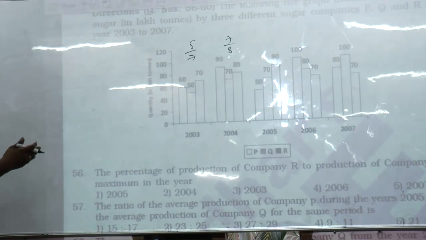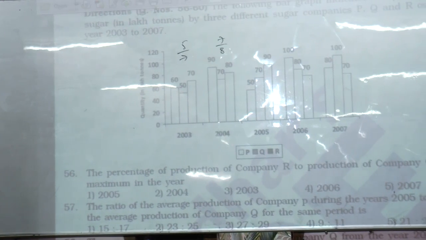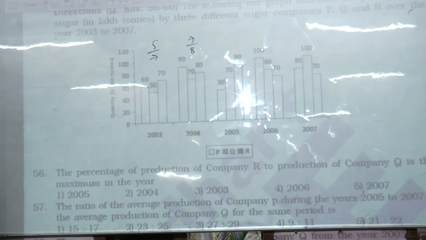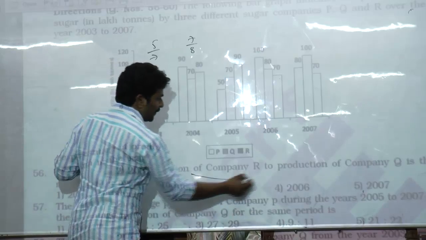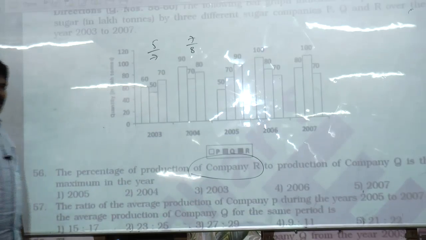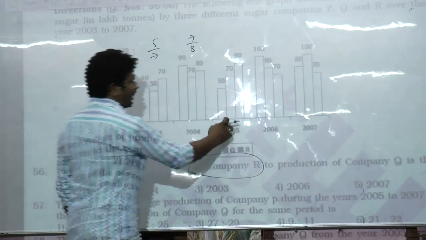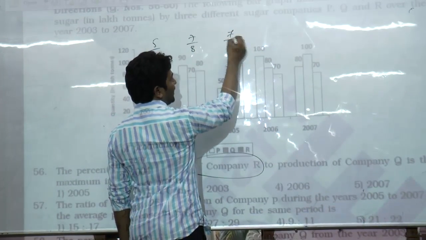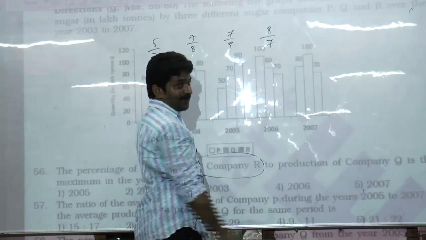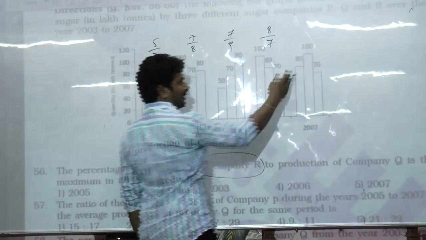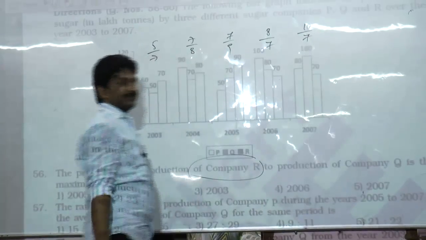The percentage of production of the company R to production of company Q is maximum in which year? Right. Of company R. Of comes in the denominator part. And this is 7 by 9, 70 by 90, 7 by 9. And this is 8 by 70, 80 by 70, 8 by 7. This is 100 by 70, which is 10 by 7.